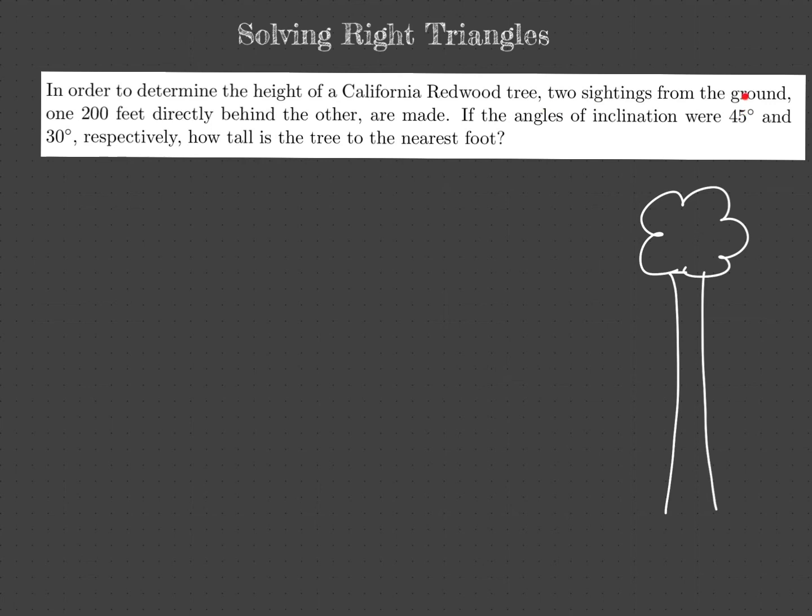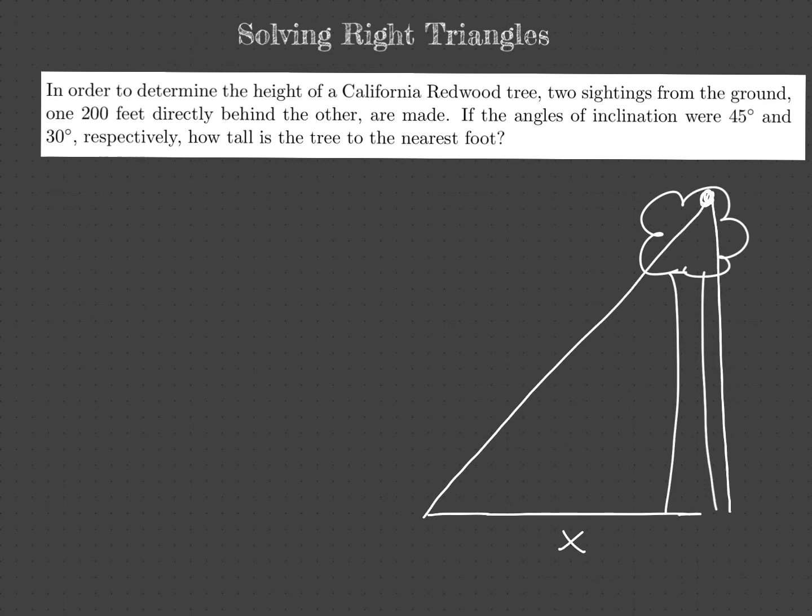And we know that since there's two sightings on the ground, it says one's 200 feet directly behind the other. So we do not know the length of this first one. I'm going to call it X when we sketch it out. So we have this length is X, and looking up to the top of the tree, so there we go, right here. Then this is 45 degrees, that angle of inclination. And here is our right angle. Now we know we're looking for the height of the tree, so I'm going to call this H over here.